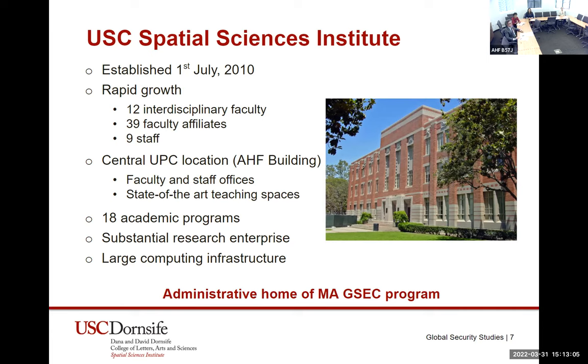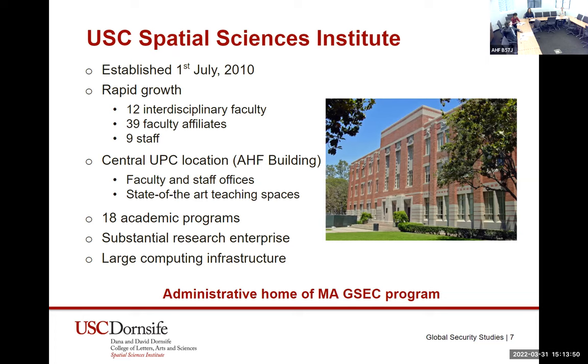And above us, there are two state-of-the-art teaching spaces that are now modeled after the den classrooms that the Viterbi School of Engineering pioneered some time ago. We actually run 18 academic programs. As Steve said, we have a human security and geospatial intelligence minor. We have a human security and geospatial intelligence Bachelor of Science degree. We have a graduate certificate in geospatial intelligence, a master's degree in human security and geospatial intelligence, as well as a lot of other things. And so the global security studies degree that we're talking about today is really a nice complement, an extension of what we were already doing.